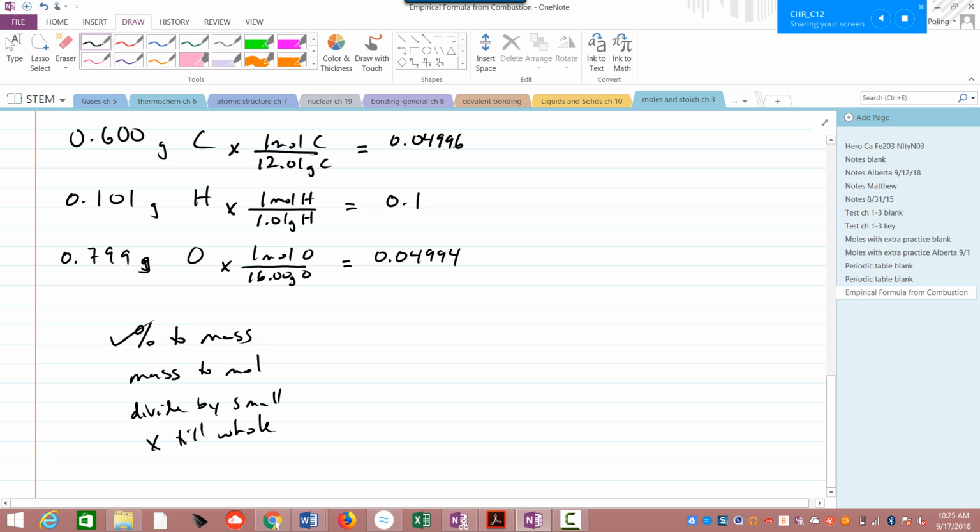Okay, divide by the smallest. Top and the bottom one are 1. The middle one is 2, because that's really about 0.05. And so we have CH2O as the empirical formula.